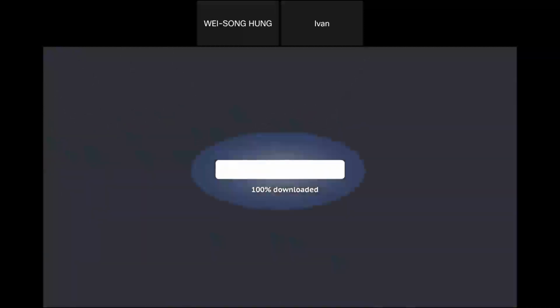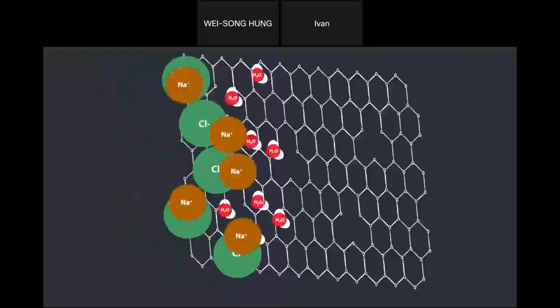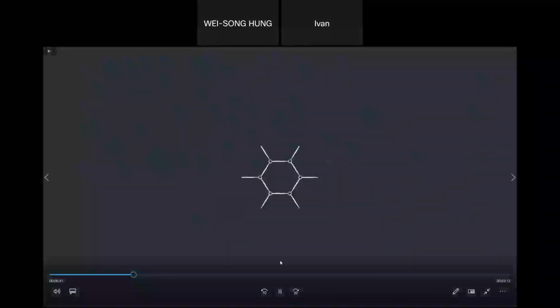1,000 gigabytes in 1 second? A smartphone fully charged in 5, super thin, flexible, and unbreakable touchscreens, and a personal salt water filter. All this and more is possible with the Nobel Prize-winning material.